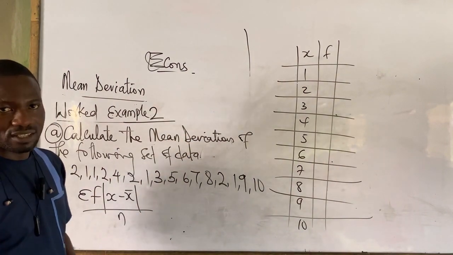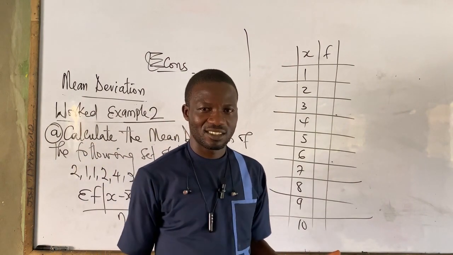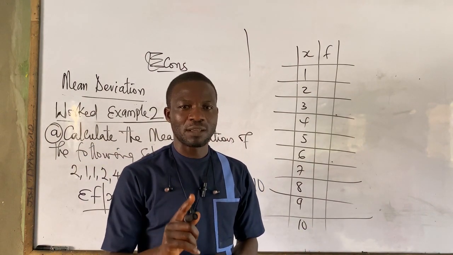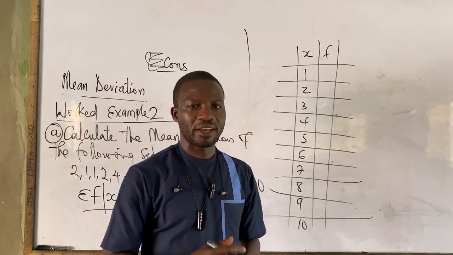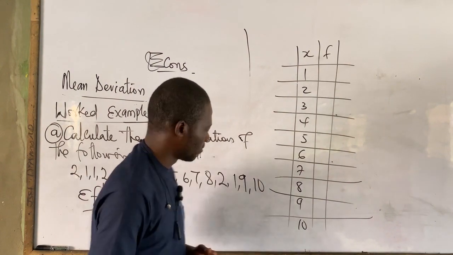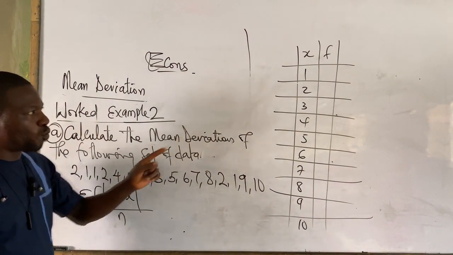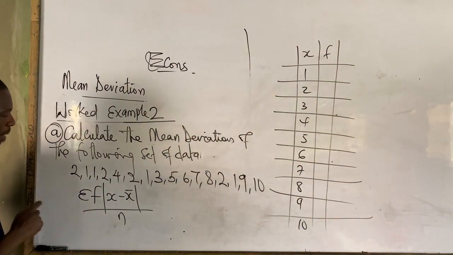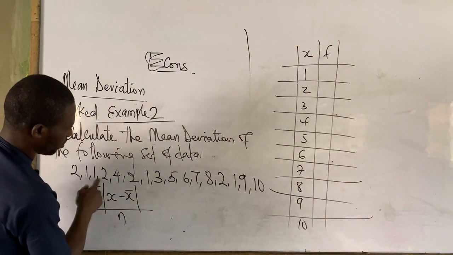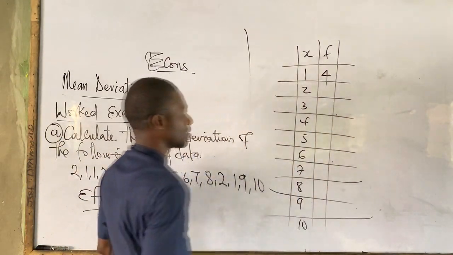How do we get the frequency? Before we can get the frequency, we must know the meaning of frequency. Frequency is the number of times an item, number, grade, or score appears. So we are given numbers. We have to check the number of times 1 appears. Let's quickly look at that. The number of times 1 appears is 1, 2, 3, 4. So we have 4 times.